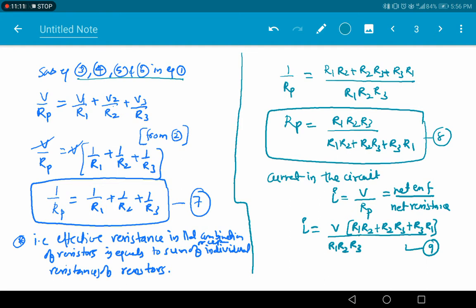Okay? So sometimes they are asking what is the current passing through resistor 1, resistor 2, resistor 3, they will ask commonly. Right. So from this can I write V as I into R1 R2 R3 by R1 R2 plus R2 R3 plus R3 R1. So you can pause the video, you can copy this. Okay, so now I am moving to the next step. Current through each resistor, I am going to calculate them.